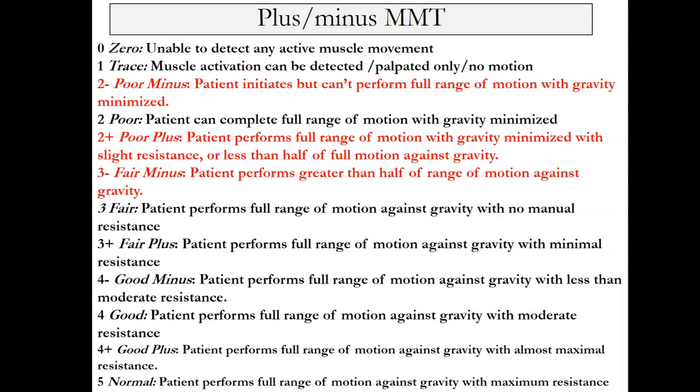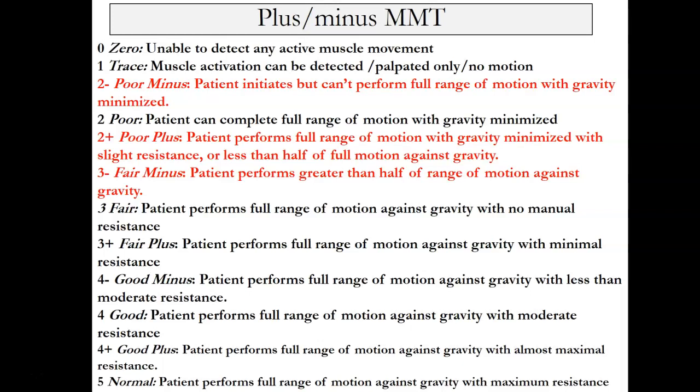2 plus. Patient performs full range of motion with gravity minimized with slight resistance, or less than half of full motion against gravity. 3 minus. Patient performs greater than half of range of motion against gravity. Again, this is hard to just verbalize. But if you think of shoulder flexion, standing against gravity, if they go less than halfway, it's 2 plus. Greater than halfway, but not all the way, it's 3 minus.